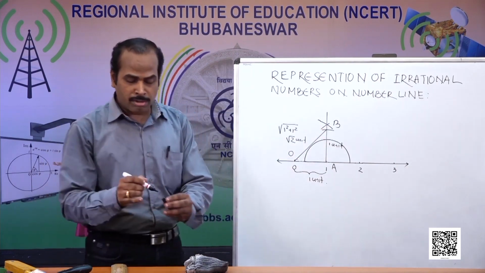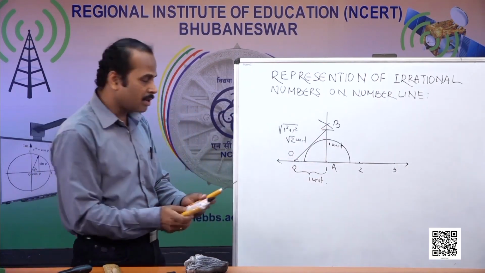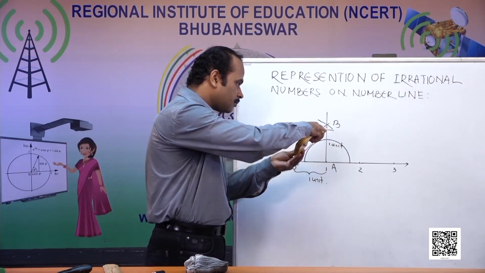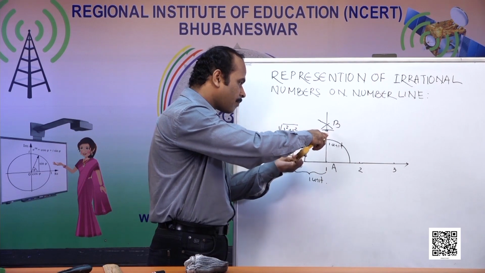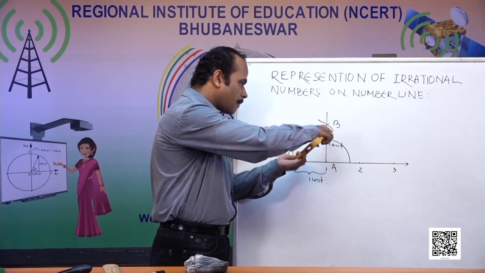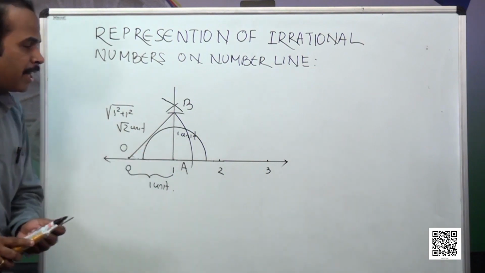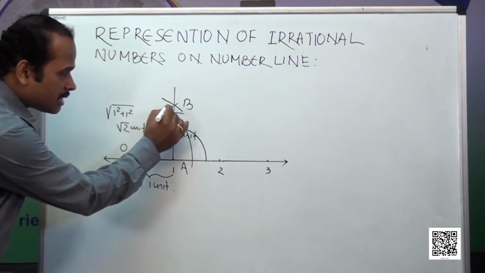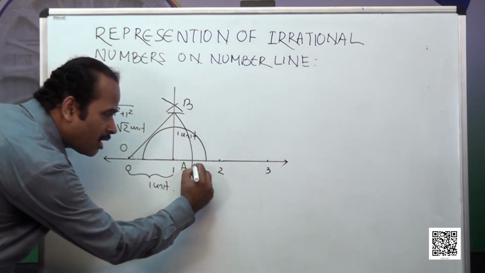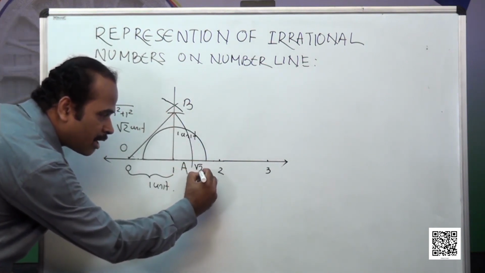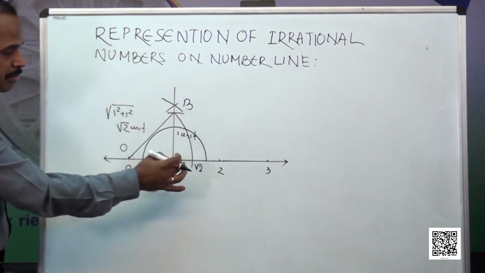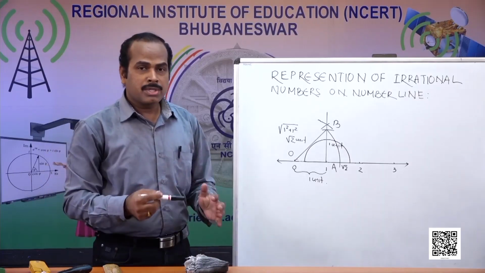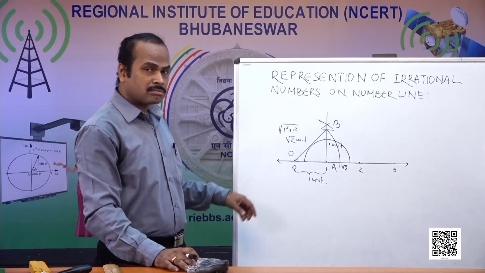To bring this root 2 unit to the number line, we have to again select our compass, select this point, this length, and bring it here. By this way, we got root 2: this length selected here, and the arc cuts the number line at this point. So this point represents root 2. Now by this process we brought root 2 onto the number line. So now we understood how to present root 2 on the number line.